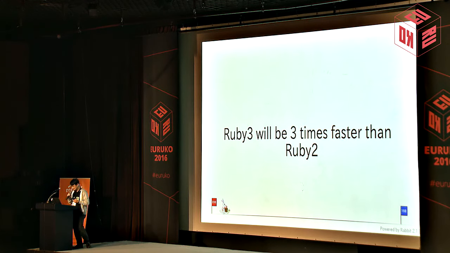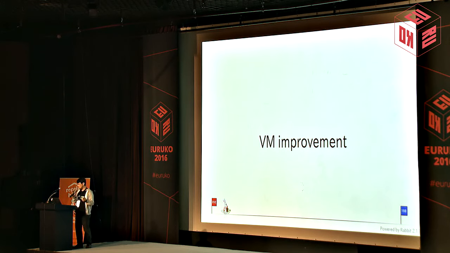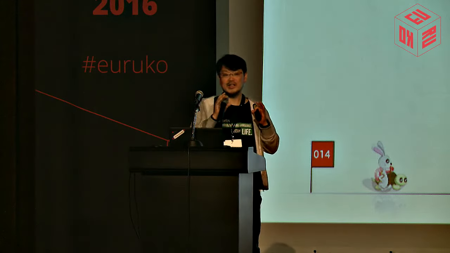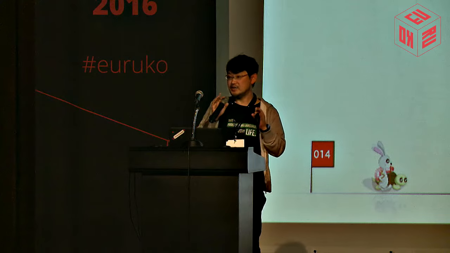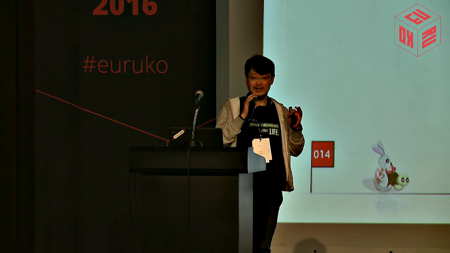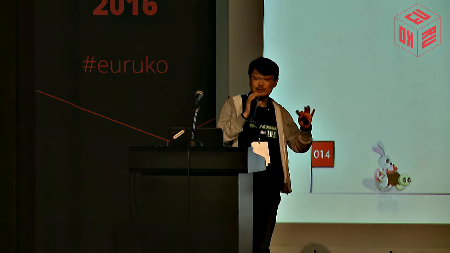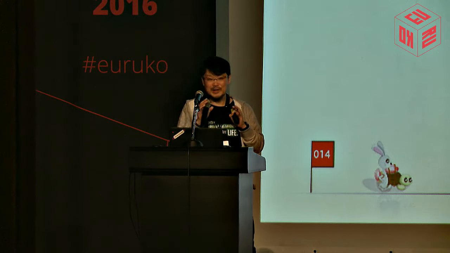That sounds nice, right? So we are doing some GC improvement, VM improvement, and some kind of optimization and de-optimization. Well, we are investigating introducing JIT to the Ruby virtual machine. But making Ruby 3 times faster is not really an easy task, just because we have been working on the Ruby language and Ruby interpreters for more than 20 years. So we already have picked some low-hanging fruit. It's not that easy to make it 3 times faster.